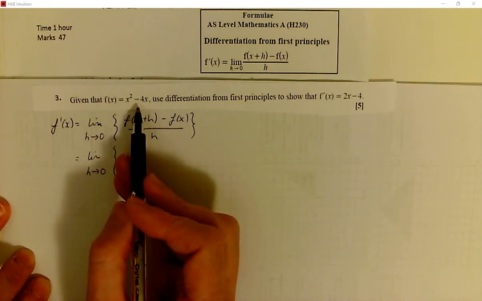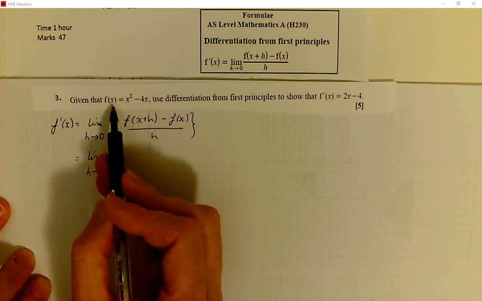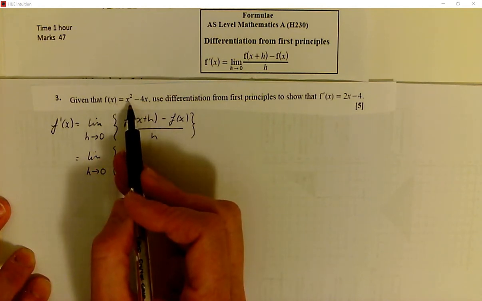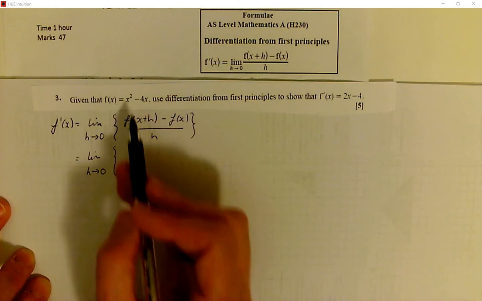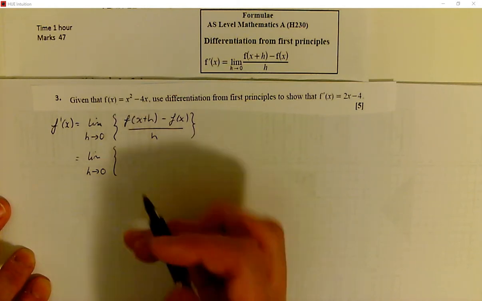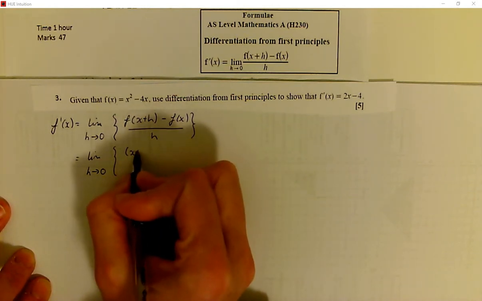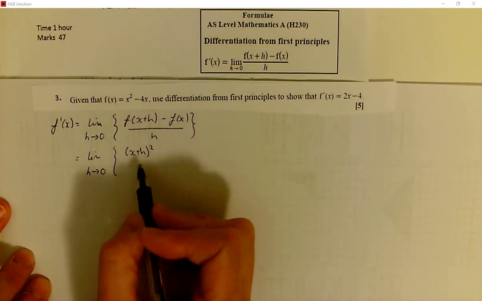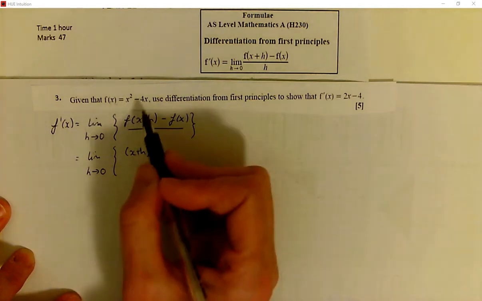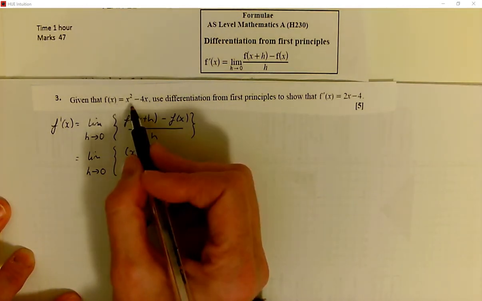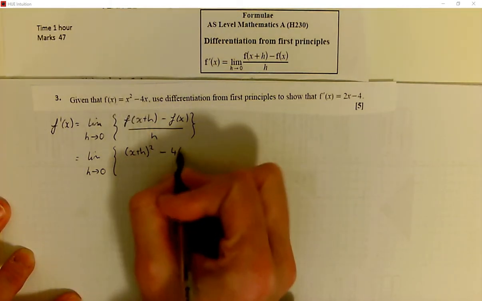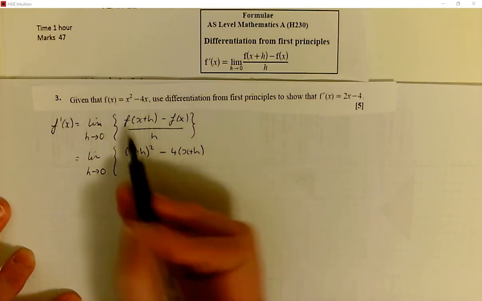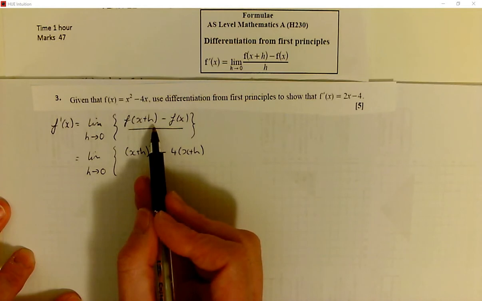If we want f with the input being x plus h, that means wherever we see an x, we've got to put an x plus h. And because it's got two terms, I would put them in brackets. So we've got x plus h squared. It's not x squared plus h squared, it's x plus h squared, because it's the input squared. Minus 4 lots of, instead of x, x plus h. So we've just dealt with f of x plus h there.